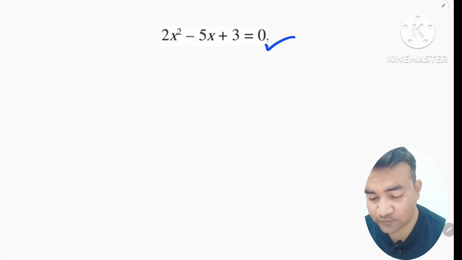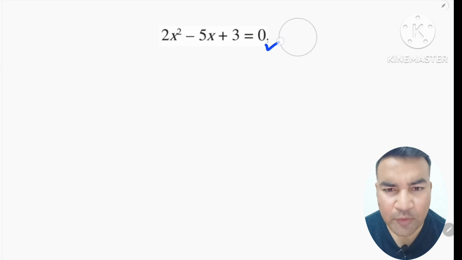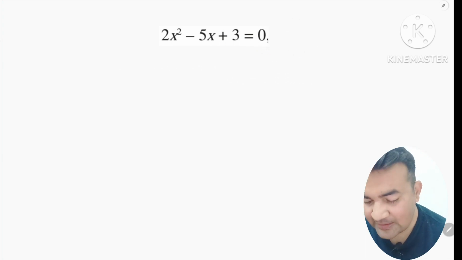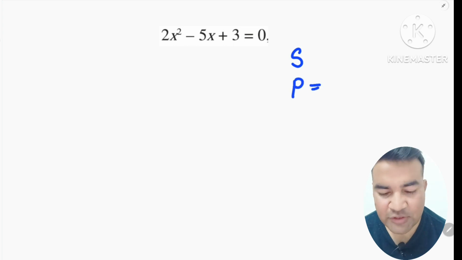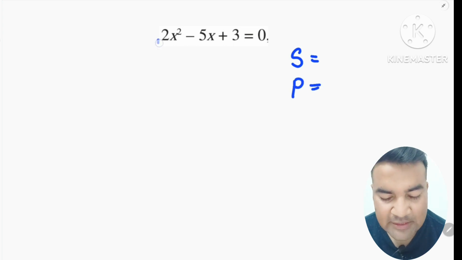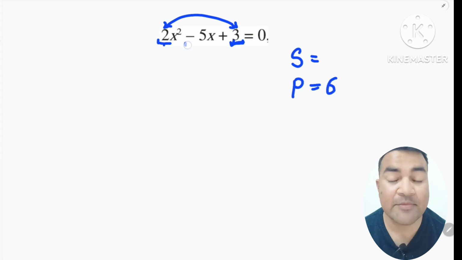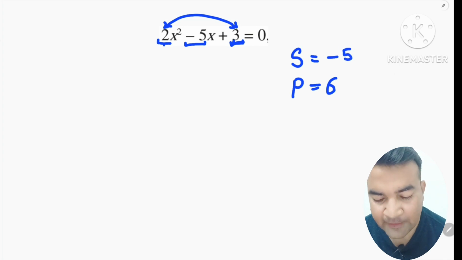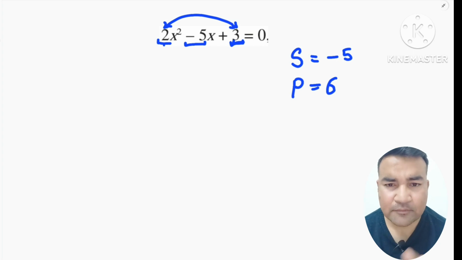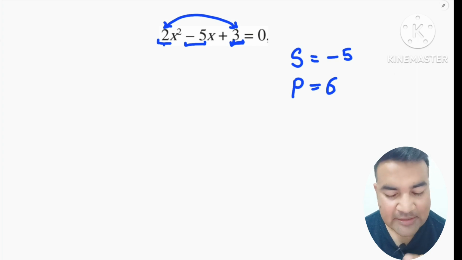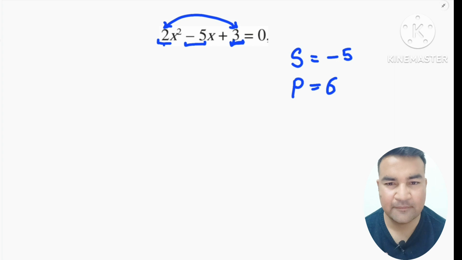So what is the rule of factorization? Now listen very carefully. For factorization, we need two things: one is sum and the second one is product. The product of these extreme numbers, 2 times 3, positive 2 times positive 3 is 6, and the sum is minus 5. That means now you have to think of any two numbers whose product is 6 and sum is minus 5. I'm just giving you 5 seconds.